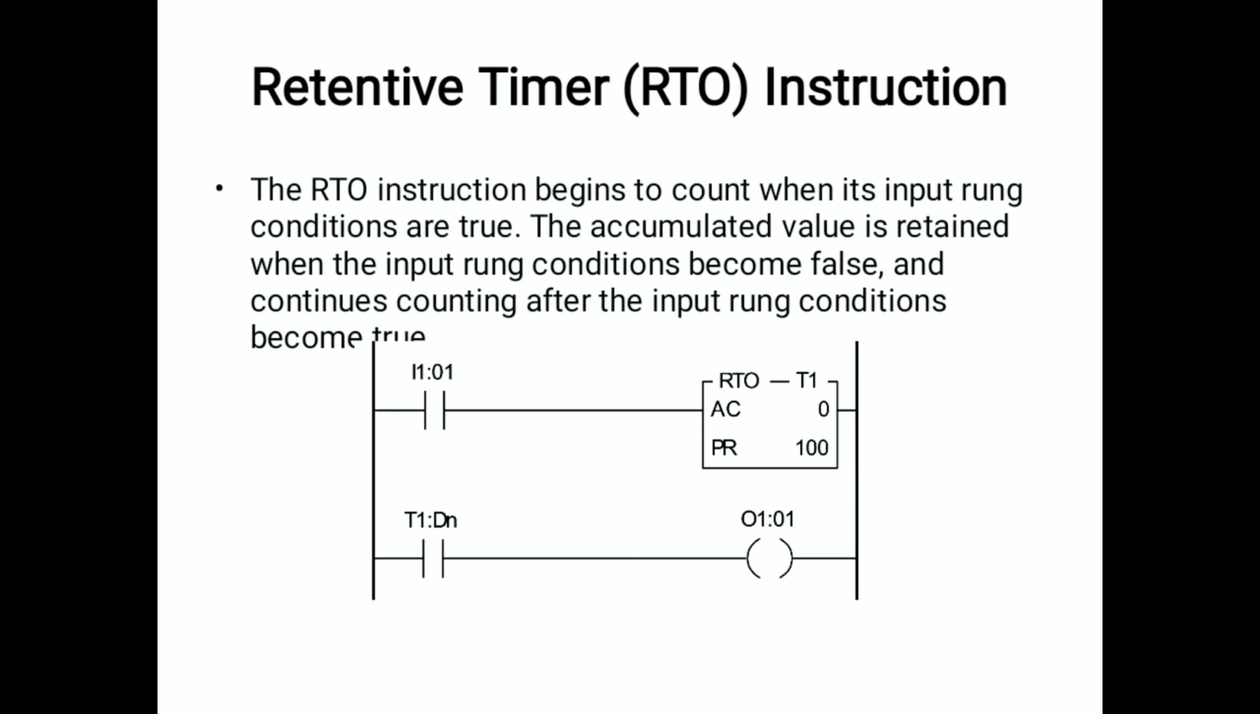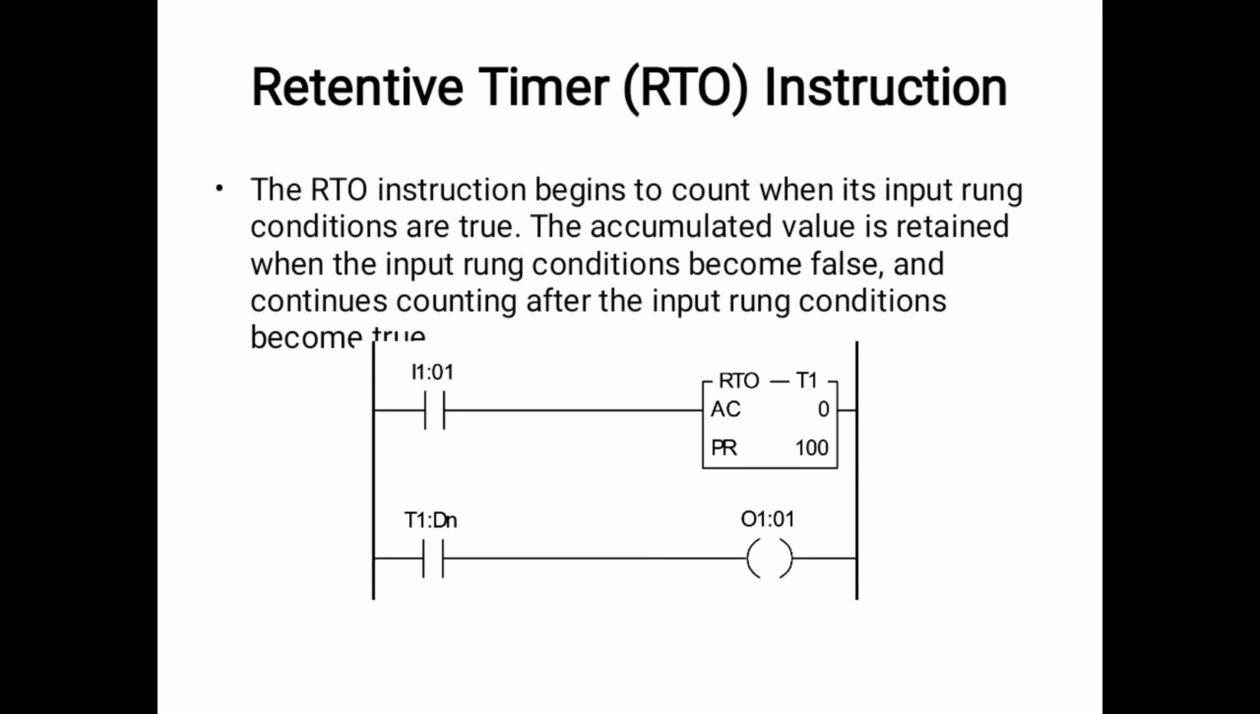This instruction begins to count when its input range conditions are true. The accumulated value is retained. Retained means it will hold the value; it will not be changed when the input range condition becomes false. When the input condition becomes false, it will still retain its value, and it will continue counting pulses after the input range condition becomes true again. जैसे ही आपका इनपुट इंस्ट्रक्शंस ट्रू होगा ये काउंट करना स्टार्ट कर देगा.